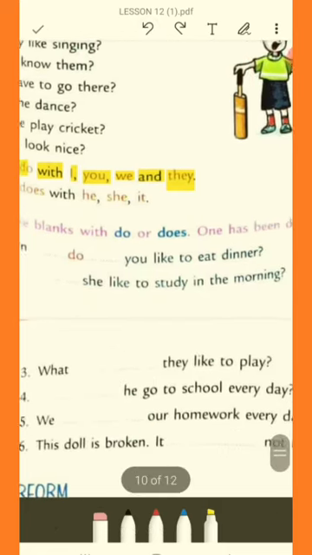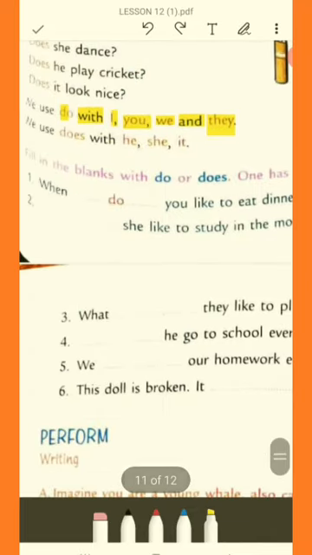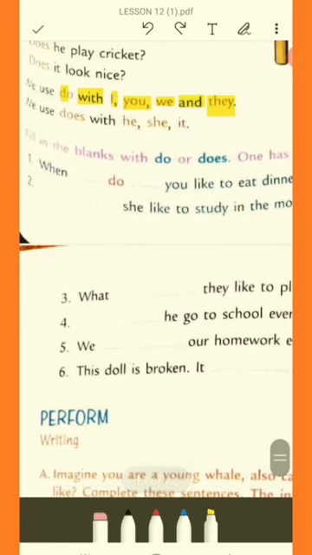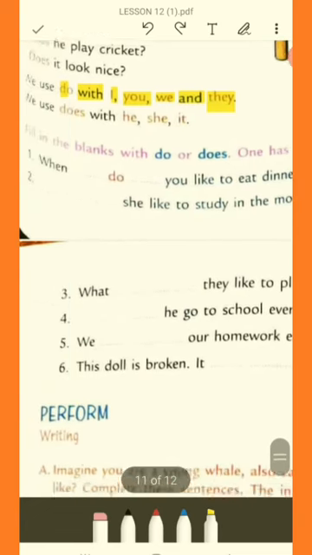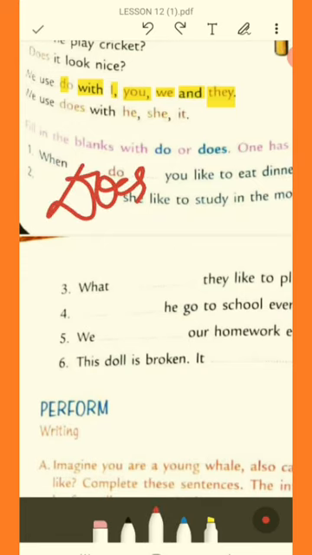So now let's fill in the blank with do or does. One has already been done for you. Like, when do you like to eat dinner? Does she like to study in the morning? Will it be do or does? Of course, it will be does because it's here. Right.